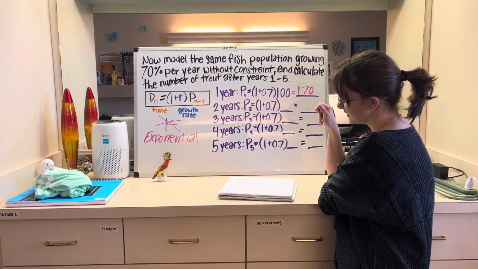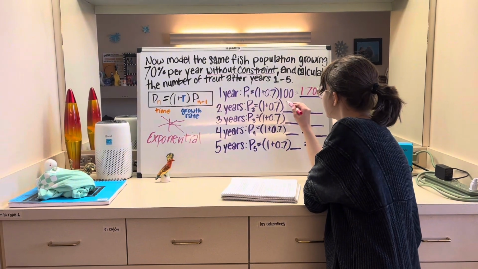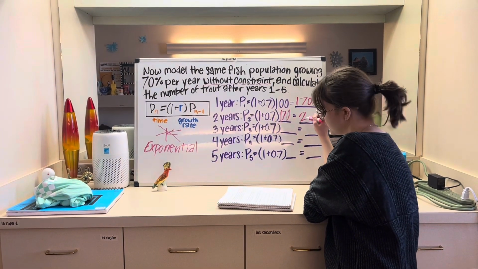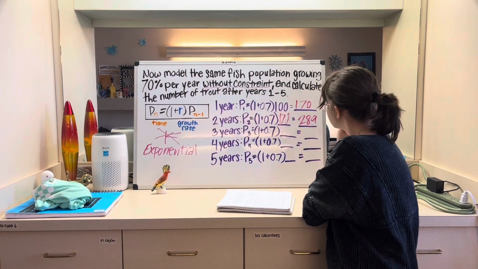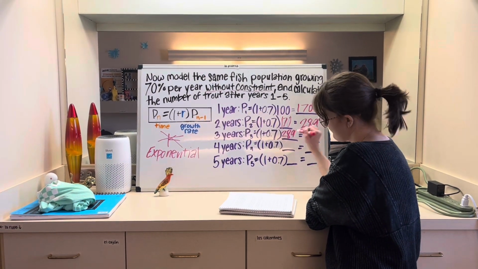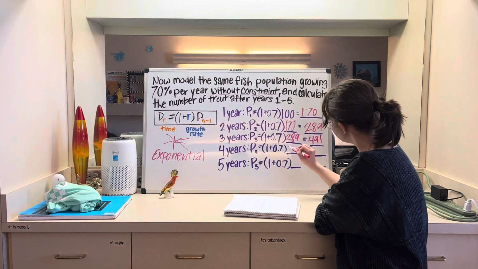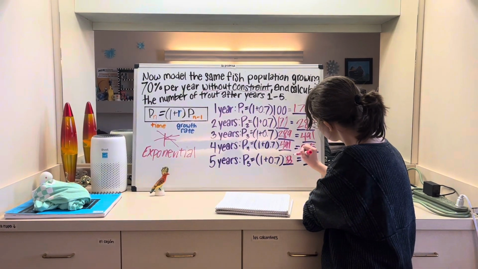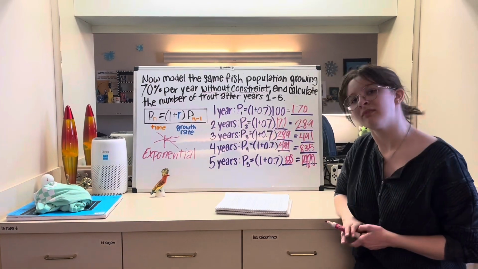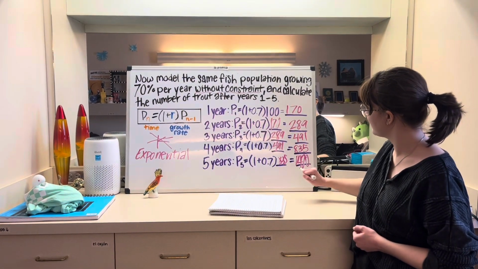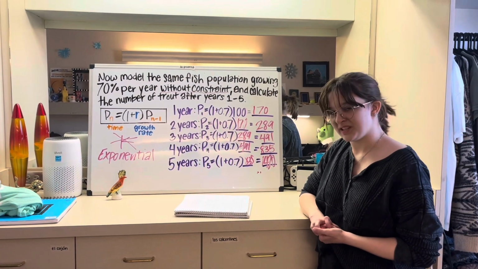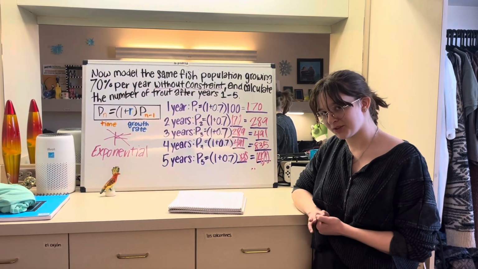So we've used the equation for exponential, and after 1 year, we got 170 trout. After 2 years, we plug in that 170 here to get 289. Keep putting in. Keep putting in. And that's how many trout you have after 5 years.